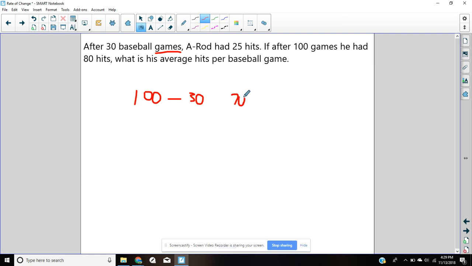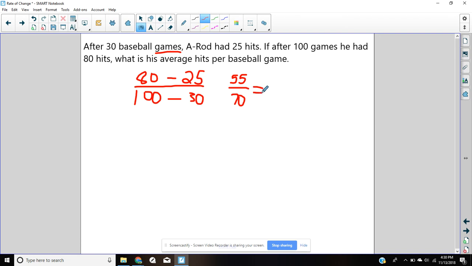In this example, after 30 games, notice we're writing this fraction above the numbers that they're associated. So my unit measured is over the time unit. 80 hits over 25 games. If I subtract the 25, I get 55. So 55 hits over a total of 70 games.